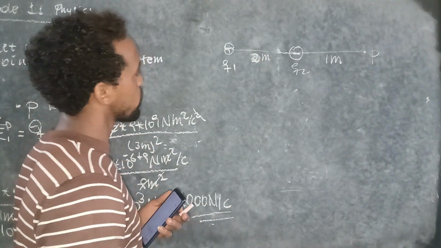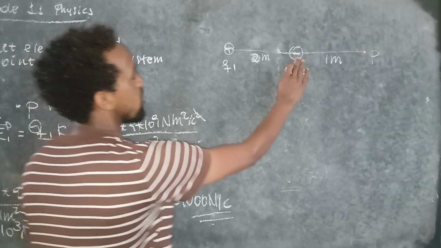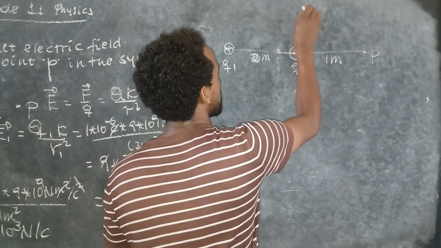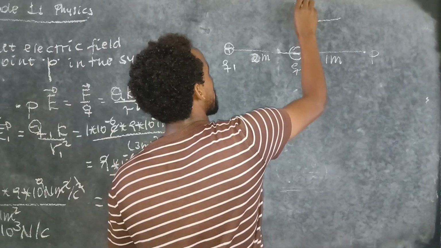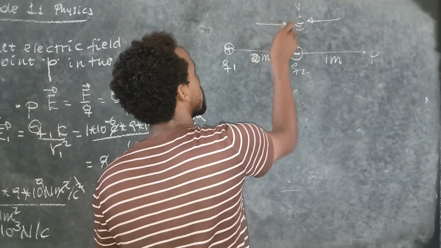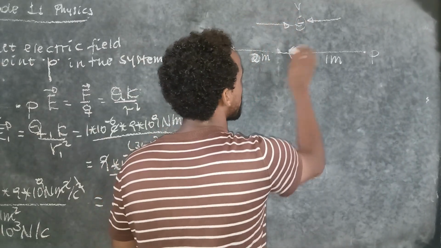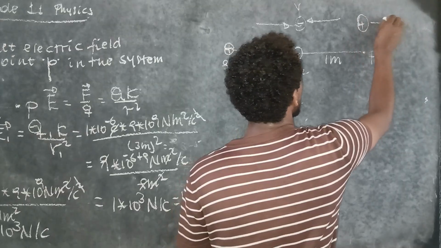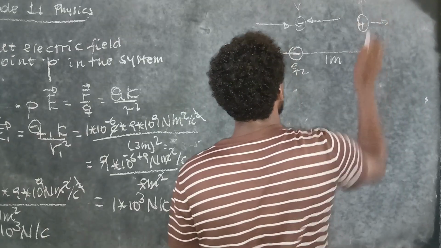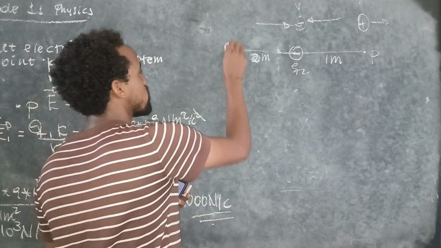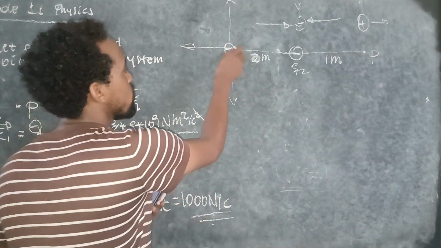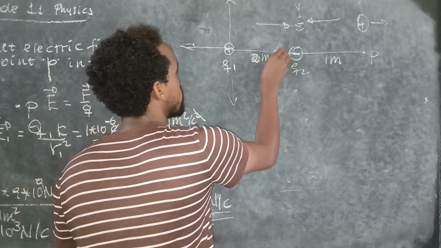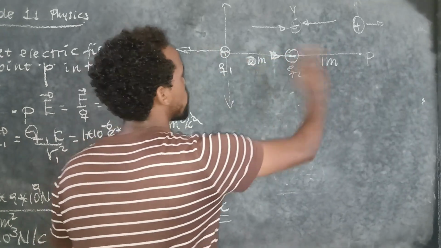Now, if the charge is negative, the electric field is towards that charge every time. So the electric field lines always run toward a negative charge and outward from a positive charge. You know this from the concept. So the electric field due to this positive charge points in every direction, outward from the charge.